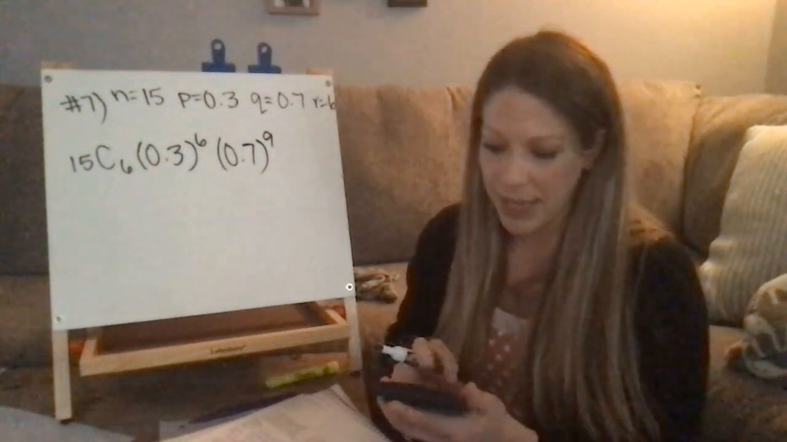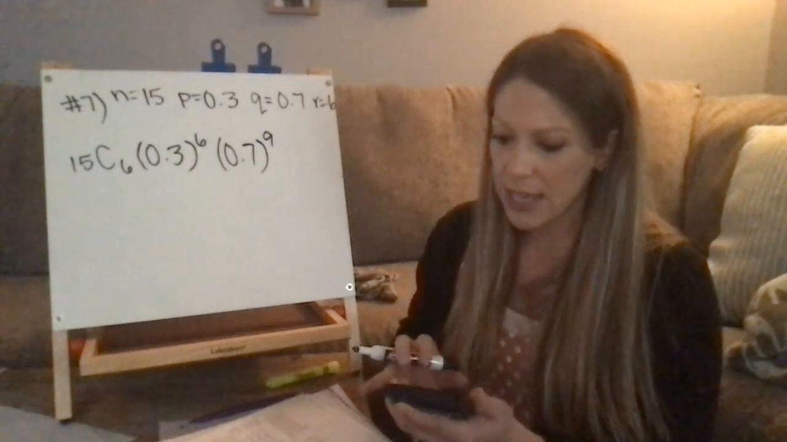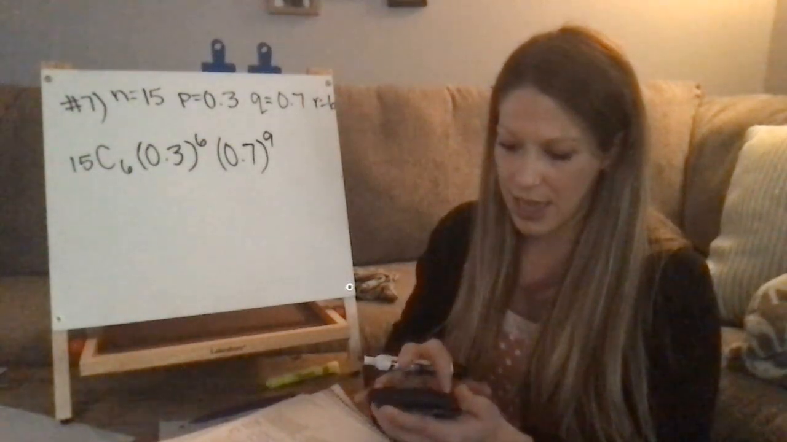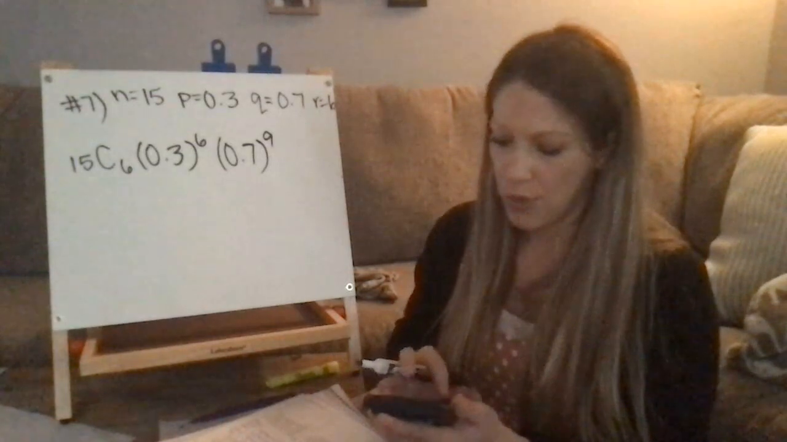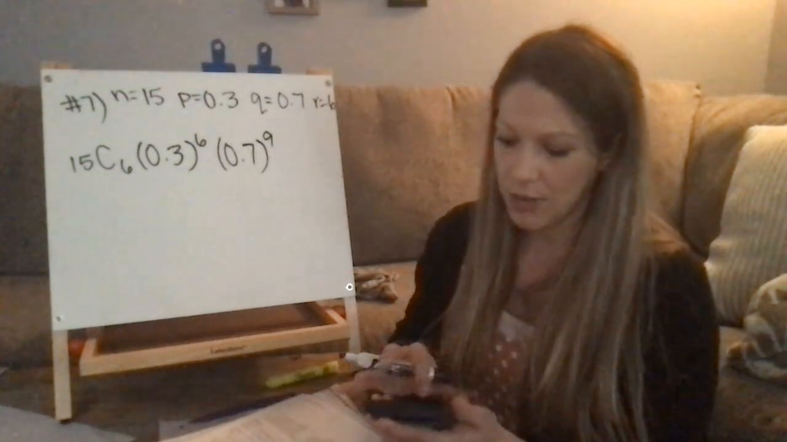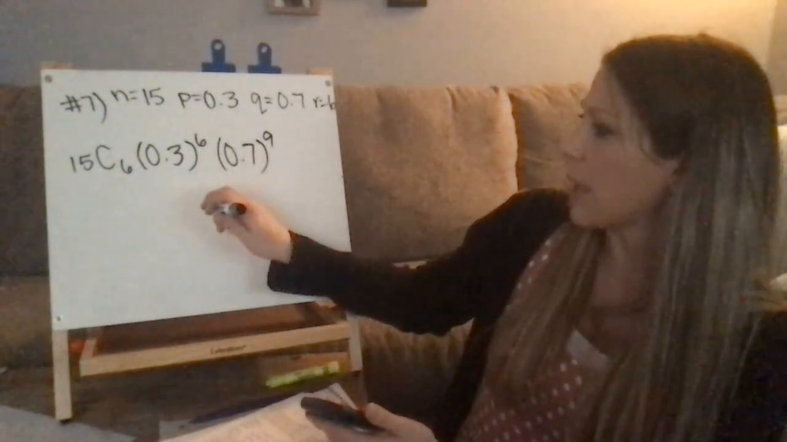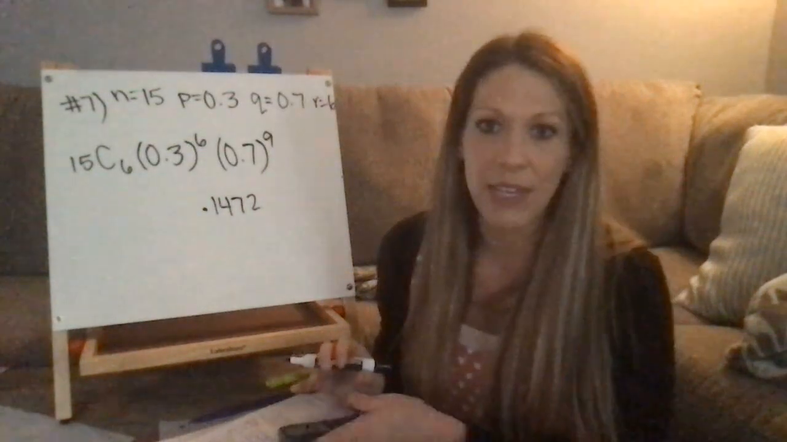So let me type that into my calculator real fast. 15 choose 6 times 0.3 to the 6th times 0.7 to the 9th. And my answer is about 0.1472 or 14.72%.